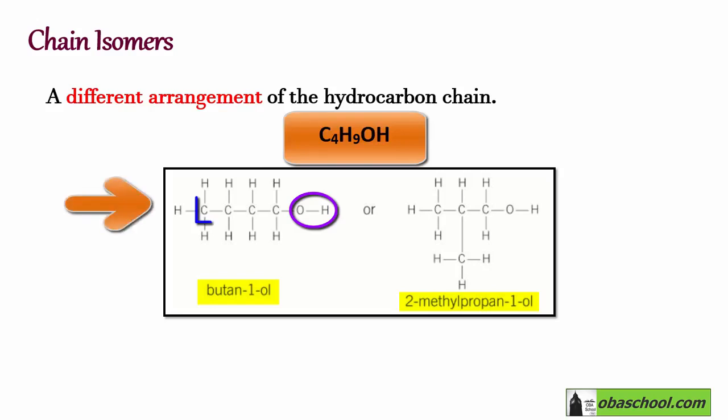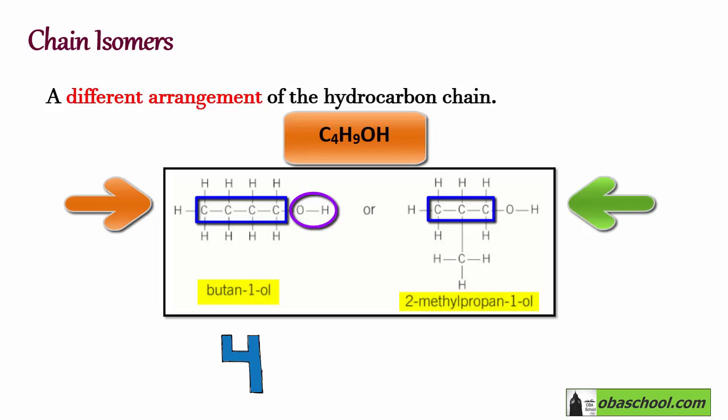So in this case, the main chain has 4 carbon atoms, whereas in this compound, the main chain has 3 carbon atoms, and the 4th carbon atom is a branch, so it is a side chain. So we have the same functional group, however, the arrangement of the atoms in the main hydrocarbon chain is different. And in this case, it is most likely to have branches.